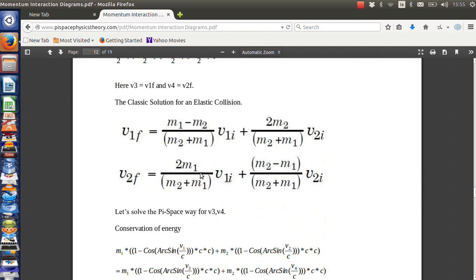So this is the classical elastic collision formula, and you get the final value here, which is v3 in our case, and the final value here, which is v4 in our case, in the formulas I use. And it's pretty standard stuff. You can look it up. This is well figured out already.